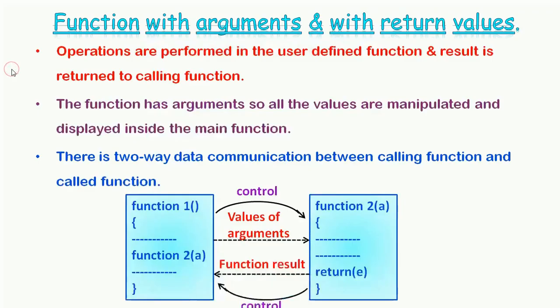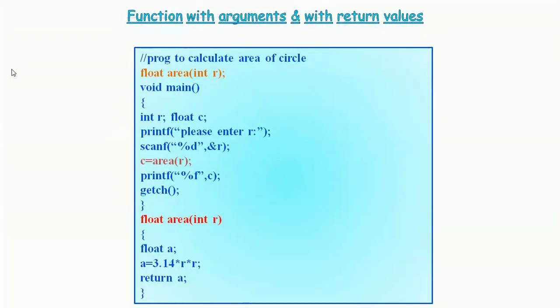Now next type, function with argument and with return value. In this type of function, input is given from the calling function to the called function, and output is returned from the called function to the calling function. Means there is two-way communication between calling function and called function. Now there is one example of function with argument and with return value.